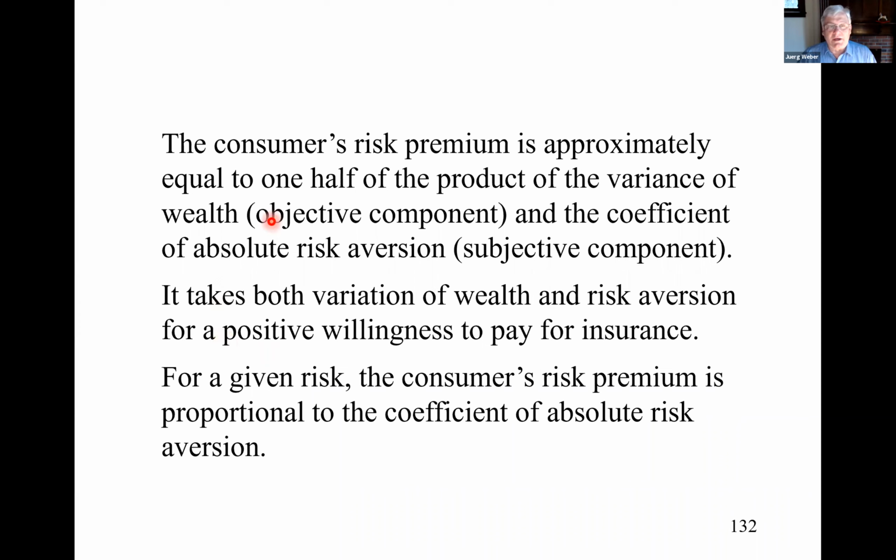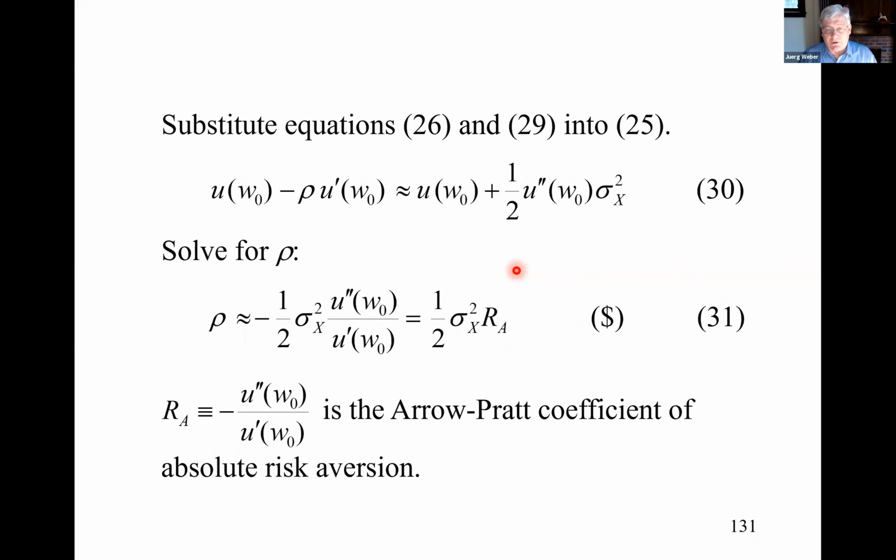So yeah, okay, here I just comment a bit. As a consumer's risk premium is approximately equal to 1/2 of the product of the variance of wealth. So the variance of wealth matters, that's the objective component. And the coefficient of absolute risk aversion, that's subjective. Here you have the first and the second derivative of the utility function. And this will be a little bit different for everybody, we said, the utility function. And so actually that's subjective. That reflects the taste, that reflects how strongly risk averse you are.